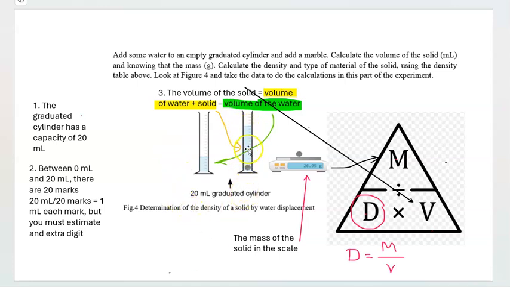Well, you will do the estimation of the volume here in the second figure, and then you will subtract the volume and you will get the volume of the solid. The mass is here, no problem with this. Remember that in order to determine the density, you have to divide mass over volume, and you have to apply the rules for significant figures in division.